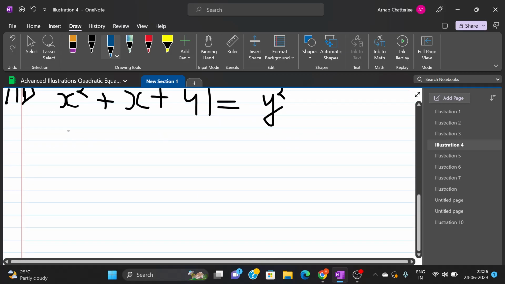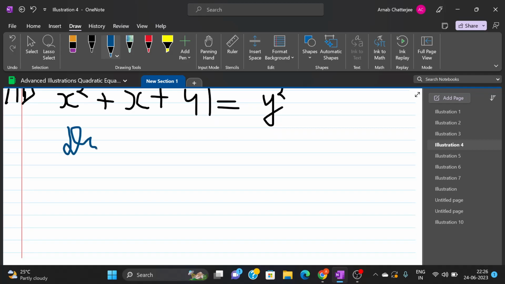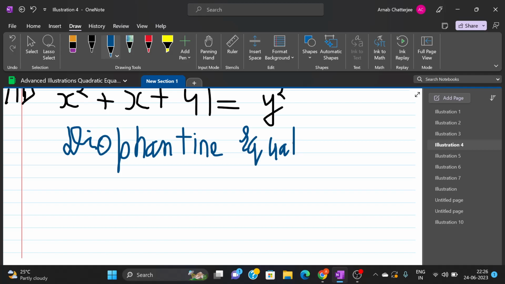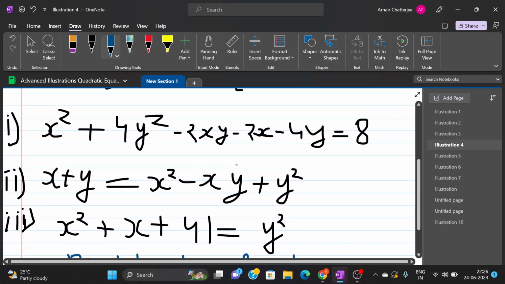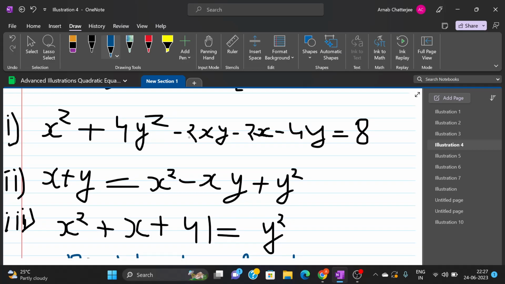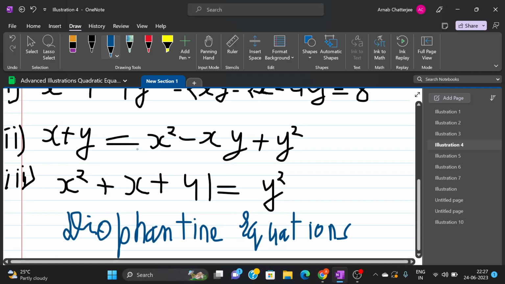Now what we are solving right now are known as Diophantine equations. And I am planning to make a proper separate video on the theory of Diophantine equations, because I believe they need a proper address, a proper theory on how to solve every type of Diophantine equation. This is a quadratic one. There could be higher powers also, right? So let us start this one. Let's start solving it.